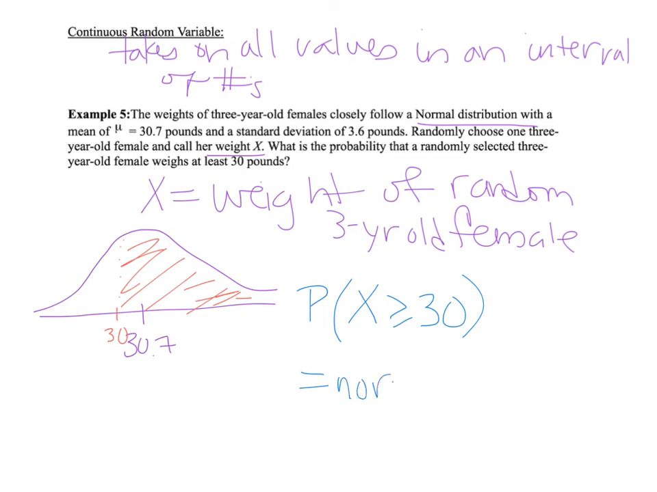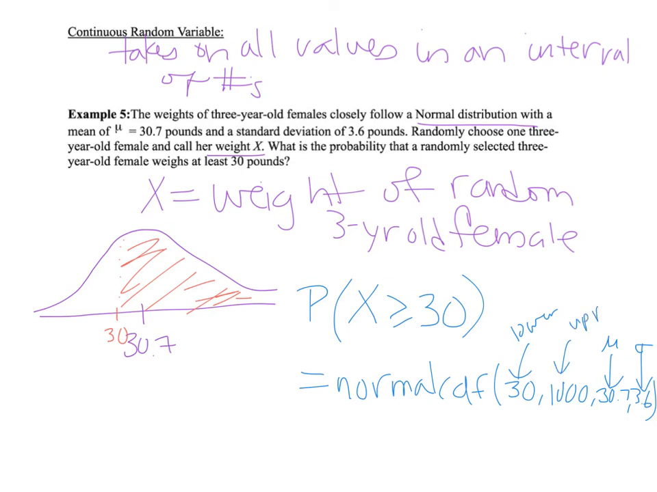We are going to use normalcdf on your calculator. We are going to go 30, and for the upper you can do any big number. I'm just going to do like 1,000 or something. And then you do 30.7 and 3.6. The other thing I want you to start getting in the habit of is, when you write out the normalcdf, label it. The 30.7 I'm going to label as my mean, mu. The 3.6 is my standard deviation, sigma. And 30 is my lower, and 1,000 is my upper.